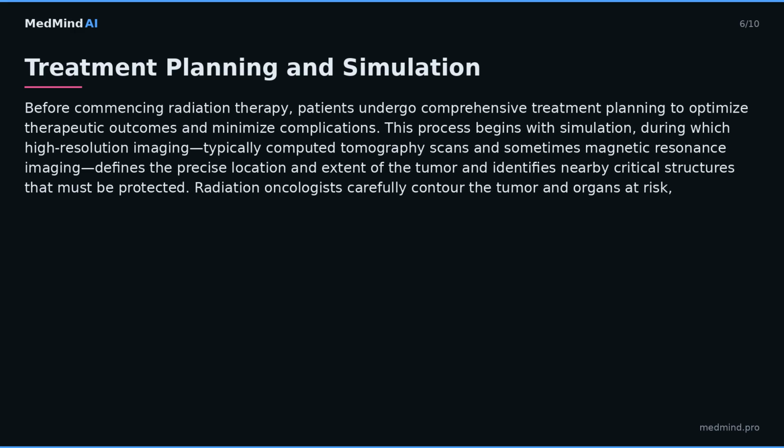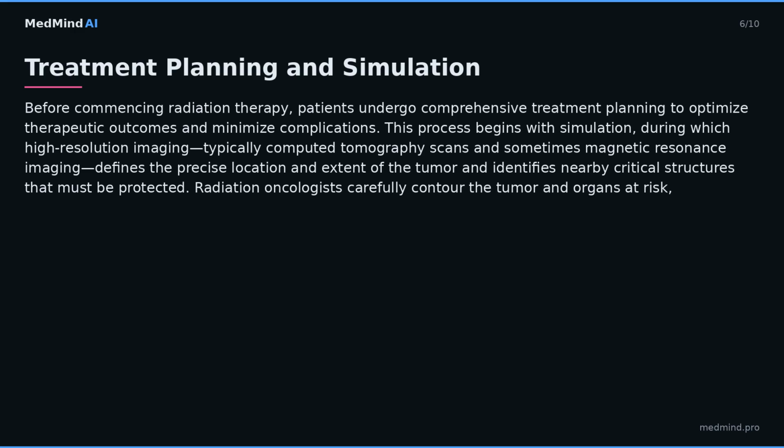Radiation oncologists carefully contour the tumor and organs at risk, establishing target volumes and dose constraints. Medical physicists then use sophisticated computer algorithms to design individualized treatment plans that deliver prescribed radiation doses to malignant tissue while respecting tolerance limits of adjacent normal structures.